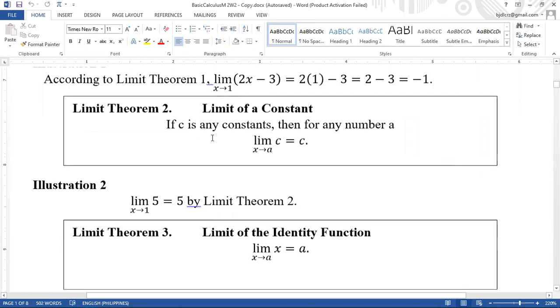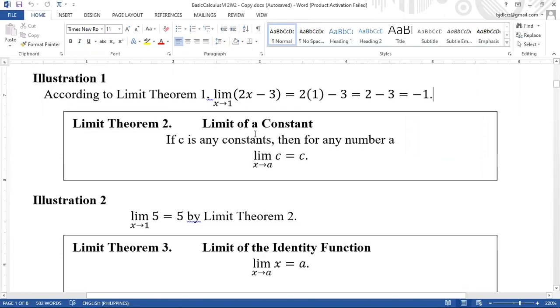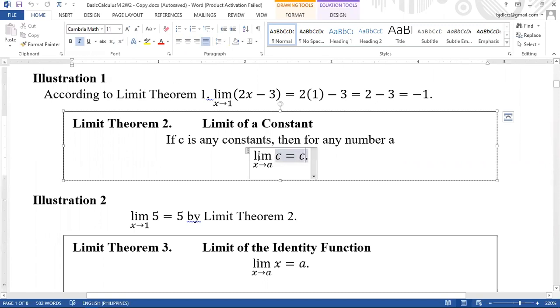Okay, for limit theorem 2, the limit of a constant. If c is any constant, then for any number a, our limit would be the constant number. So the limit of c as x approaches a is equal to c. We cannot substitute our a, so we directly put the constant number, which is c.